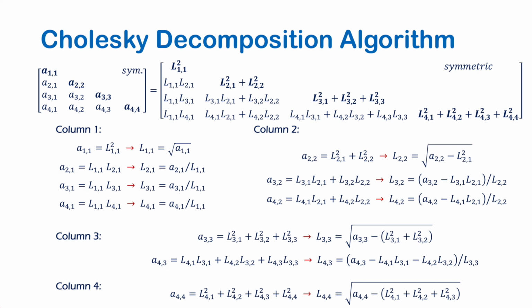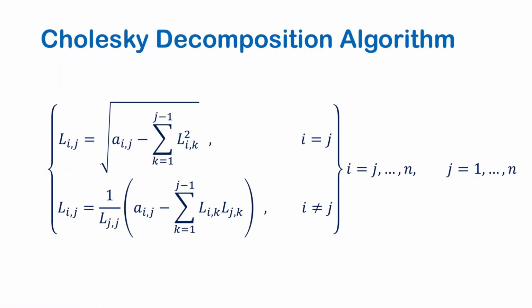Now, by a close look into the indices of each element in these formulae, we can find the general pattern of each row and column. For example, the L-squared terms in the calculations of L22, L33, and L44 have the fixed index of the rows, while the second index goes from 1 to the number of rows minus 1. Similarly, patterns can be seen in other elements with different row and column numbers. That helps us to write the general formula of Cholesky's algorithm.